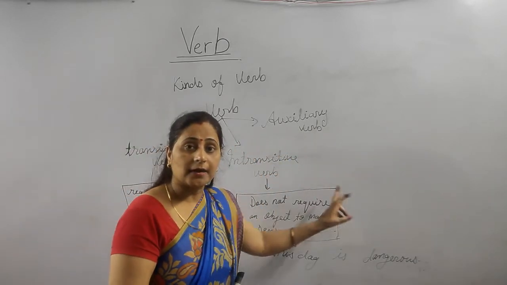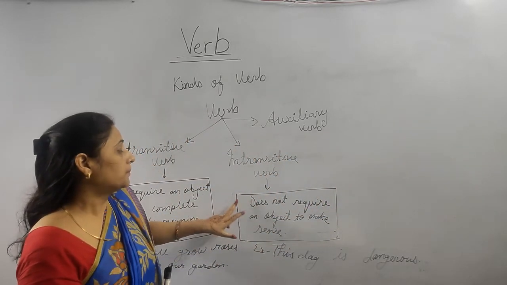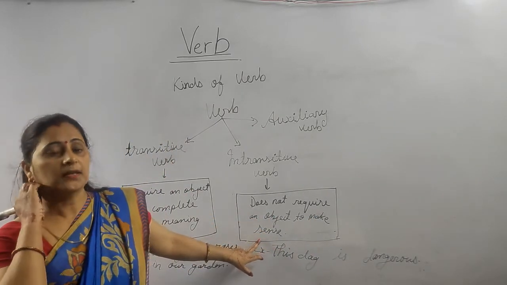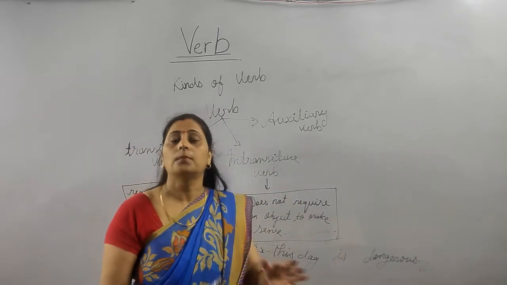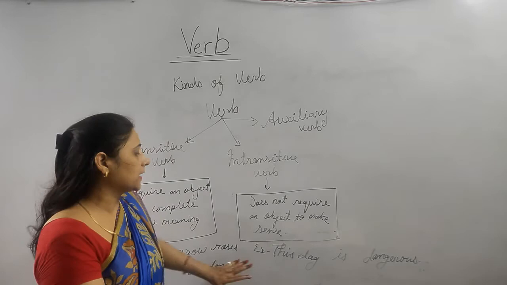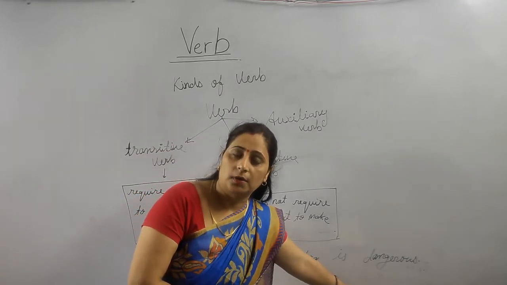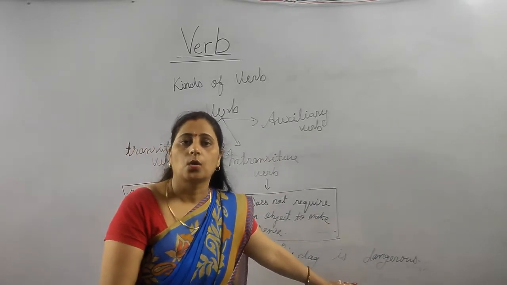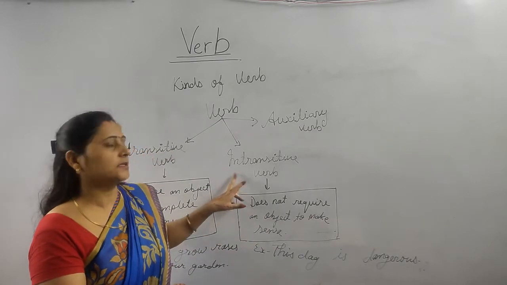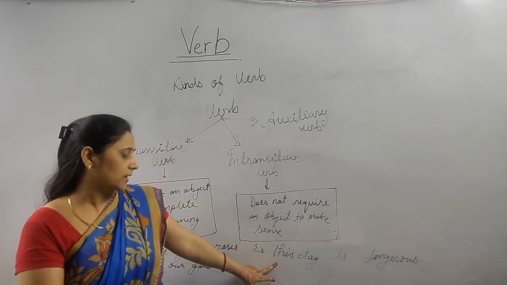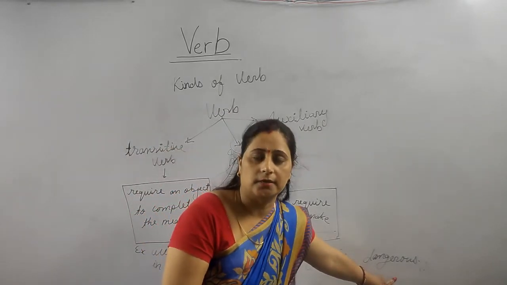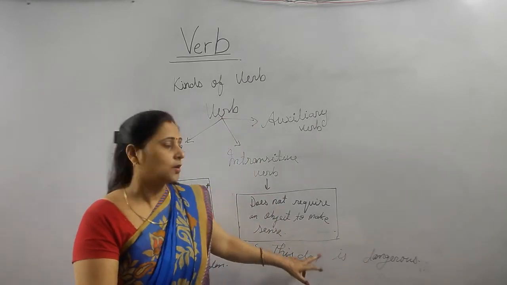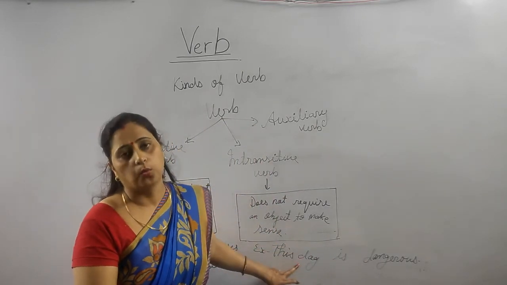And in intransitive verb, a verb does not require an object to make sense. It means no need. In intransitive verb, we don't need any object to complete the sense. Without having an object, we can say this is intransitive. Example, just look at the example. This dog is dangerous. There is no object in this sentence, so we can say this is intransitive verb.